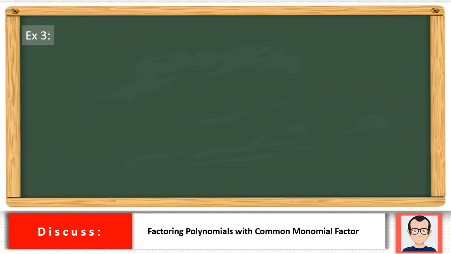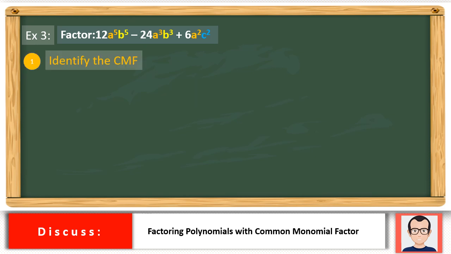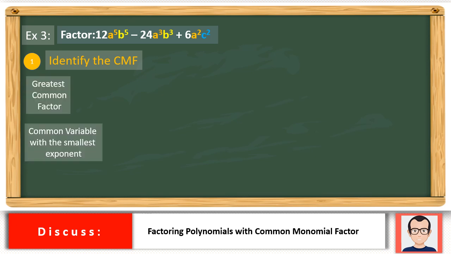Now, let's try our last example. For our last example, we are given 12a to the fifth b to the fifth minus 24a cubed b cubed plus 6a squared c squared. Following what we have in the last two examples, we identify the common monomial factor by solving the GCF and common variable. For the GCF, we have 12, 24, and 6. Therefore, our GCF will be what? Correct. That would be 6.